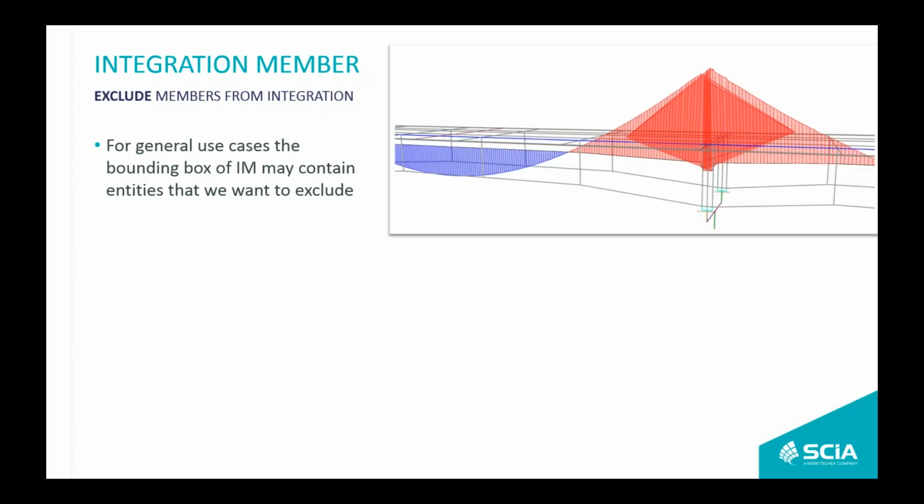What we are further able to do now is exclude members from integration. Imagine in this case we have the bounding box of the integration member, and everything within the bounding box got integrated into the internal forces in version 19.0. Here you can see that some bearings got integrated along. So there is quite a jump in the centroid axis in this location, and it's caused by the bearings.